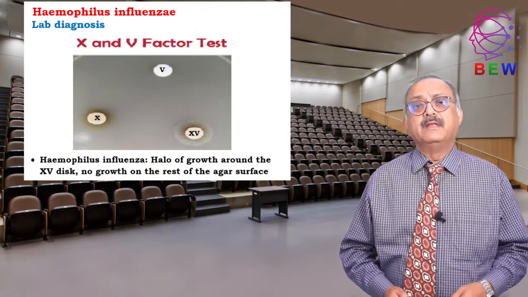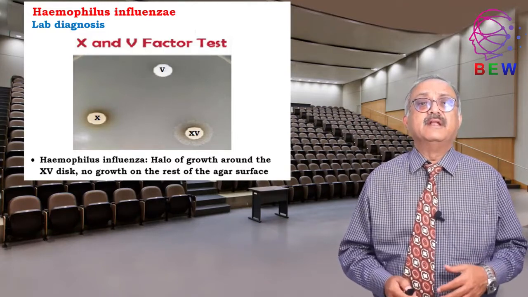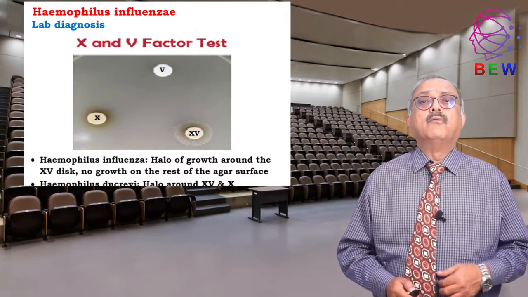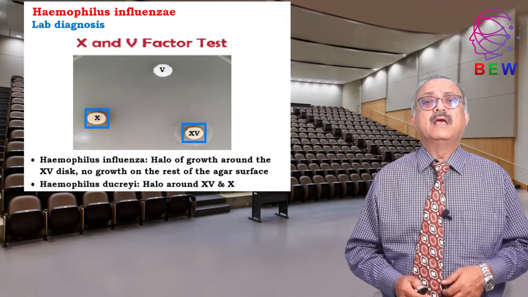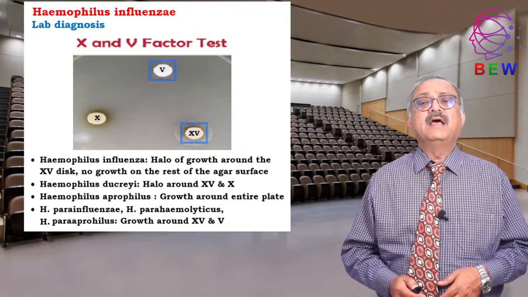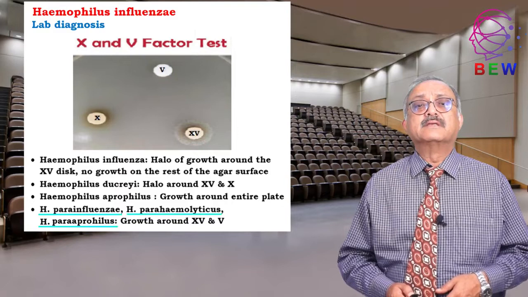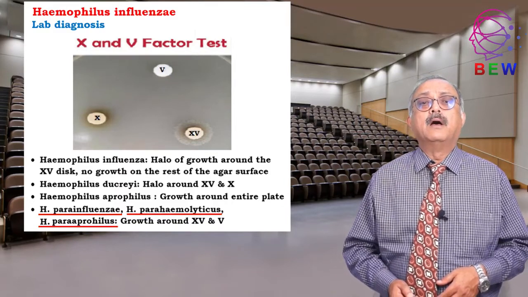If you put them on the media, you will see growth surrounding the X and V discs is very evident. When there is growth around only the X and V disc, it is H. ducreyi and A. aphrophilus. Growth surrounding the V and XV disc only is seen for H. parainfluenzae, parahaemolyticus and A. aphrophilus.